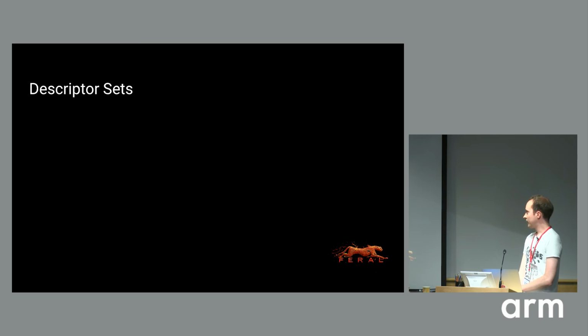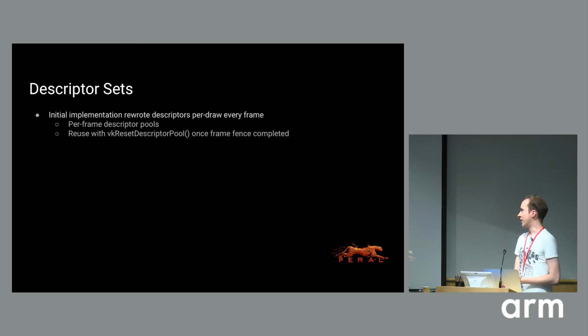So the next thing we made improvements on over what we were initially doing was how we managed descriptor sets. The initial implementation that we did was just rewriting descriptor sets per draw every frame. And yeah, we just had a bunch of per frame descriptor pools, and we reset the entire descriptor pool with vkResetDescriptorPool once the previous frame that it was used in has completed. So this was something that worked pretty well on the desktop drivers, though we did think that we might be able to do something a bit better.